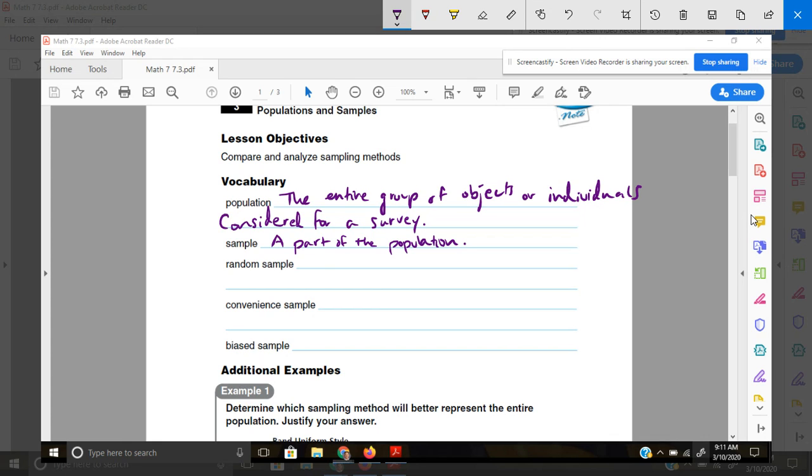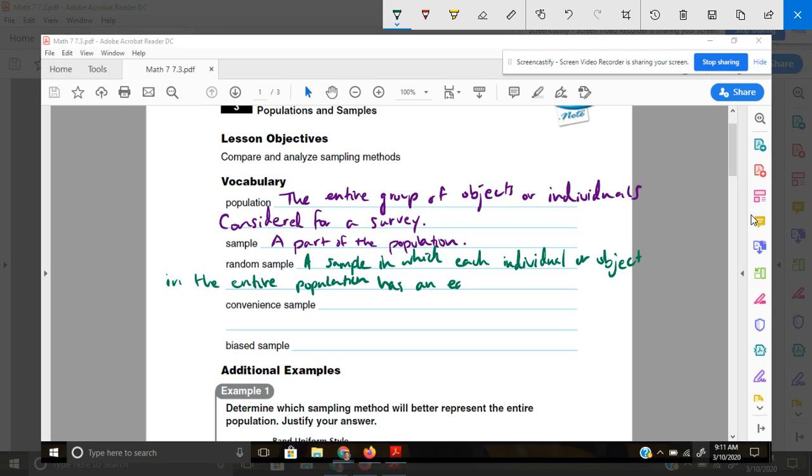A random sample is a good thing when collecting data, and that's a sample in which each individual or object in the entire population has an equal chance of being selected.